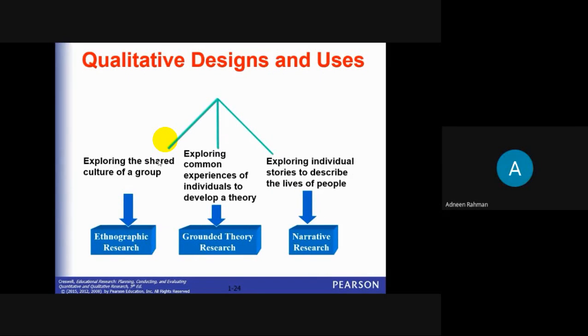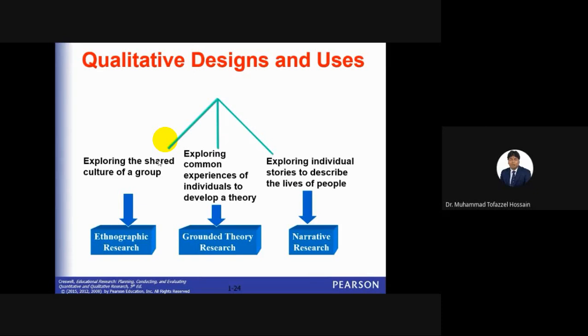One is exploring the shared culture of a group, ethnographic research. Another is exploring common experiences of individuals to develop a theory, grounded theory research. Number three is exploring individual stories to describe the lives of people, narrative research. So mainly three kinds of research under qualitative design. One may be ethnographic. Ethnographic, that focuses on what?